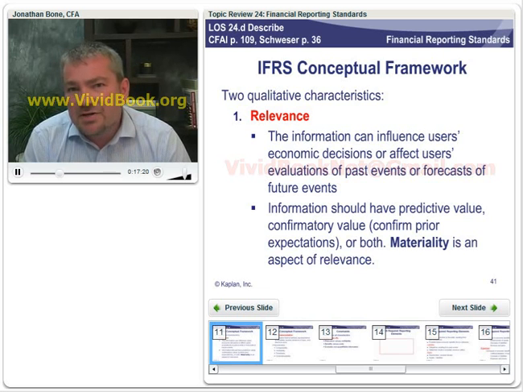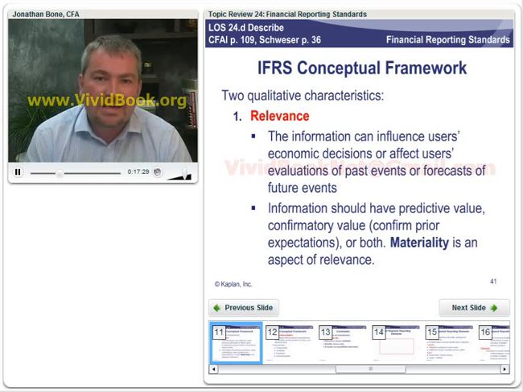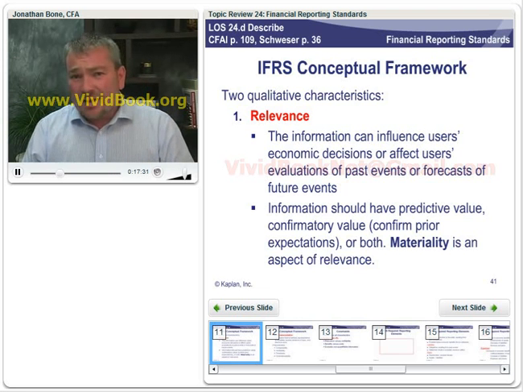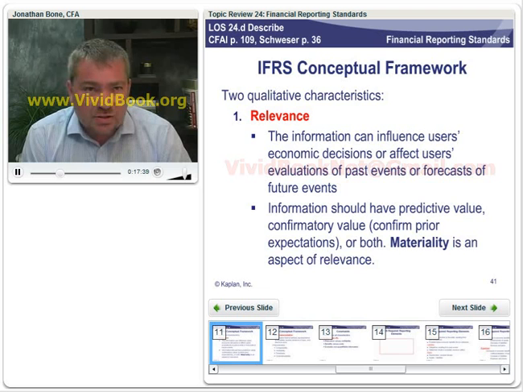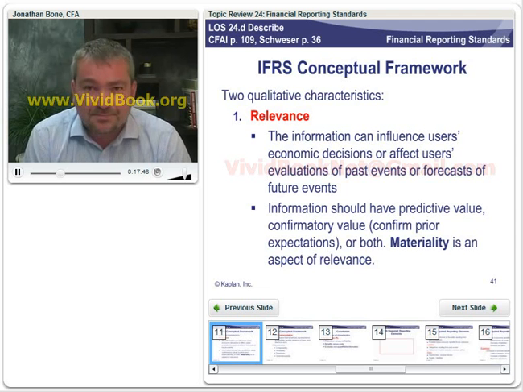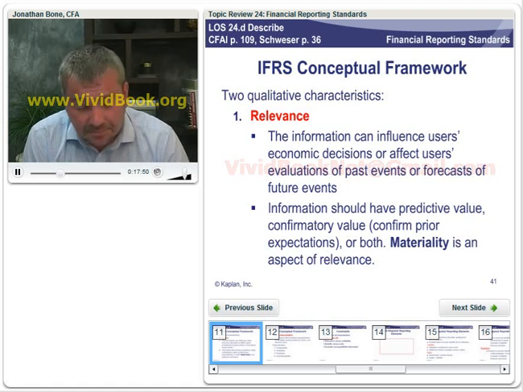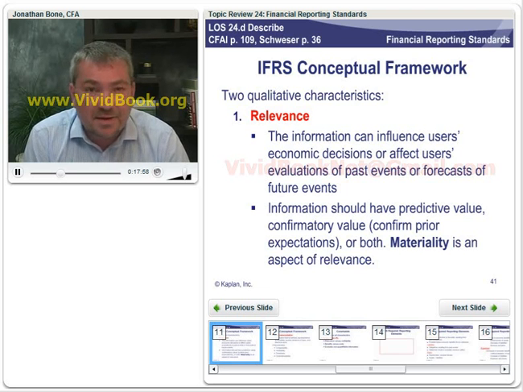Notice information should have a predictive value, a confirmatory value, i.e. confirm prior expectations, or both. Materiality is an aspect of relevance. So what are we talking about here? Predictive value. In other words, let's go back to that equity valuation example again. The idea that we can take earnings, strip out all of the one-off items, normalize for the business cycle, and then maybe use earnings to forecast future earnings, and then use it in a multiple context, such as the PE ratio.